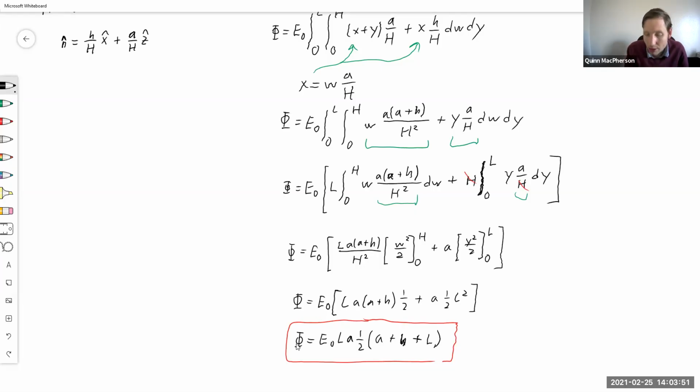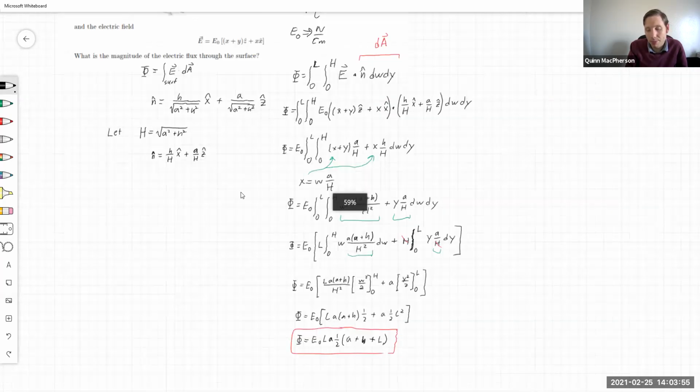You can see most of this work here is just doing a big long integral. You could do that with a computer as well. Basically, the problem is mostly done when you get to here and you've plugged in x for w a over h. After that, it's just doing calculus to get to there. Okay, so that's how you solve that problem.